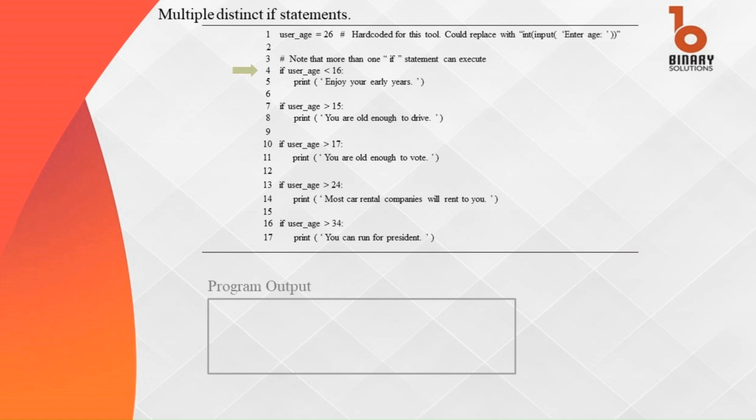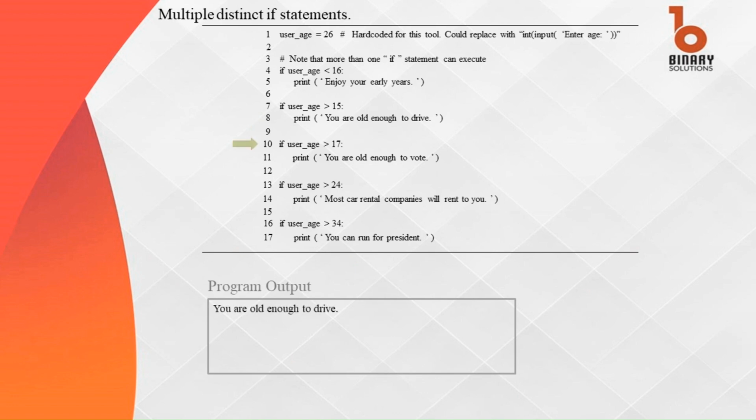The first if statement checks if user age is less than 16, but since 26 is greater than 16, it evaluates to false and does not print the message, enjoy your early years. The second if statement evaluates whether user age is greater than 15, which is true for 26, so it prints you are old enough to drive.